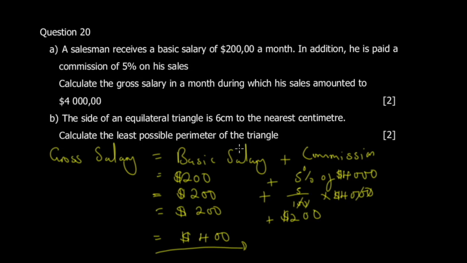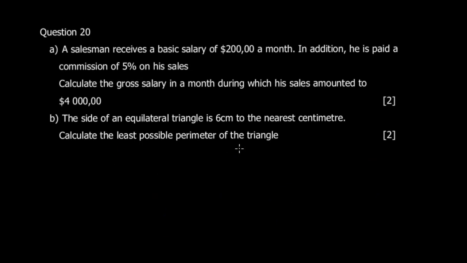Okay, let's move to the second part. I'm just going to erase this. The second part says the side of an equilateral triangle is 6 centimeters, corrected to the nearest centimeter. Calculate the least possible perimeter of the triangle. These are non-routine questions, so you're supposed to know how this adjusts. So if it's 6, what does it mean?